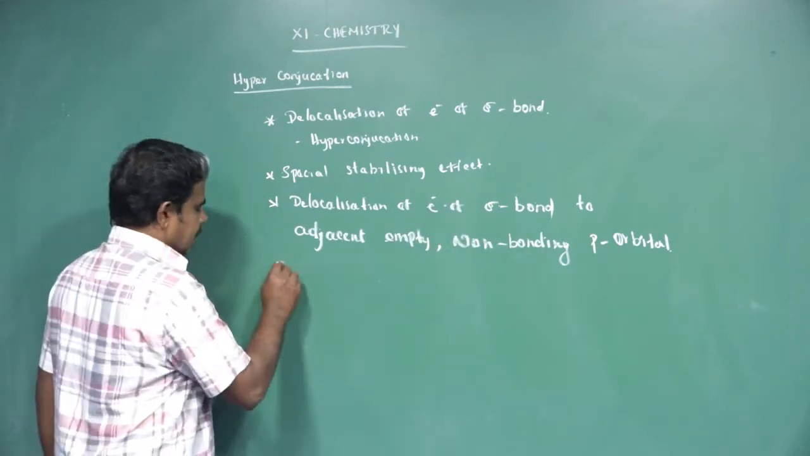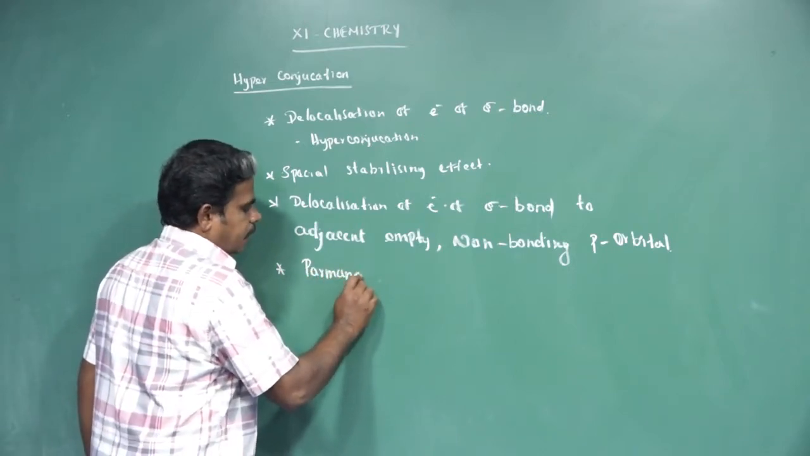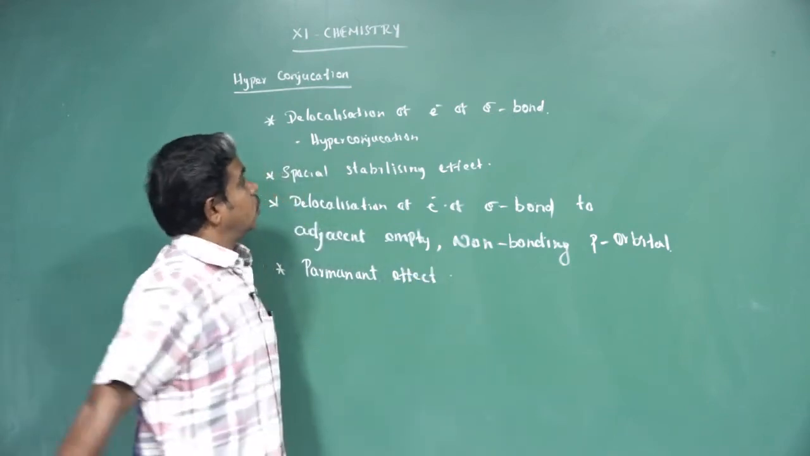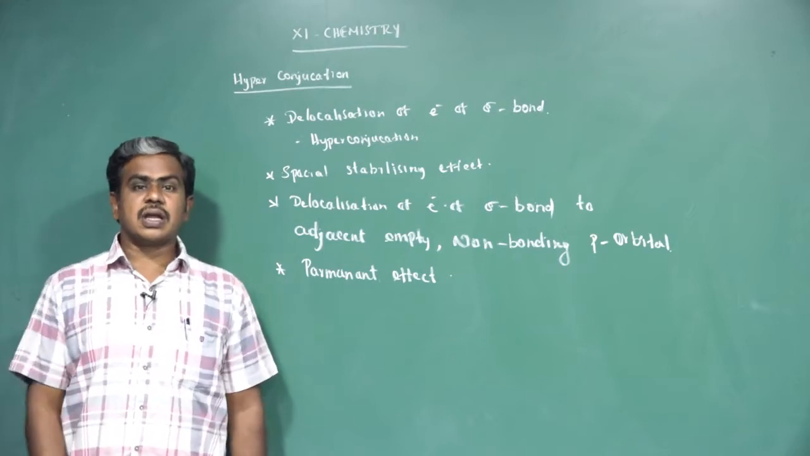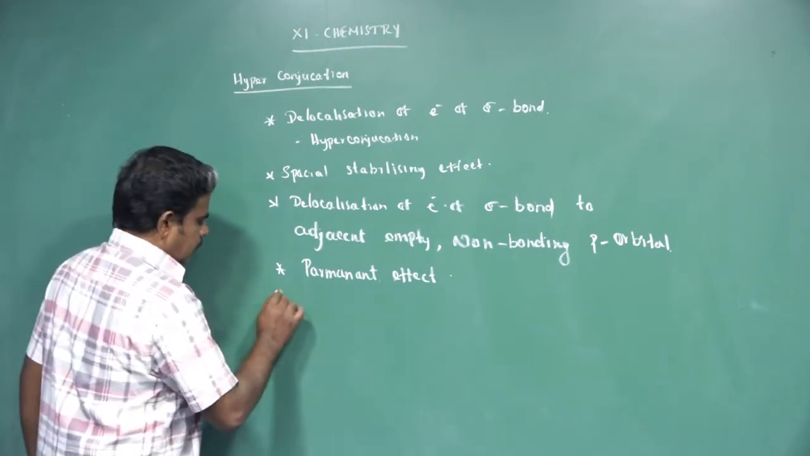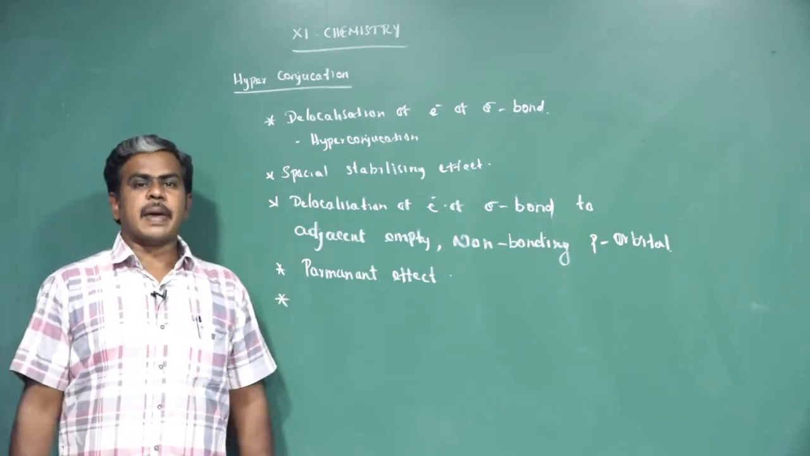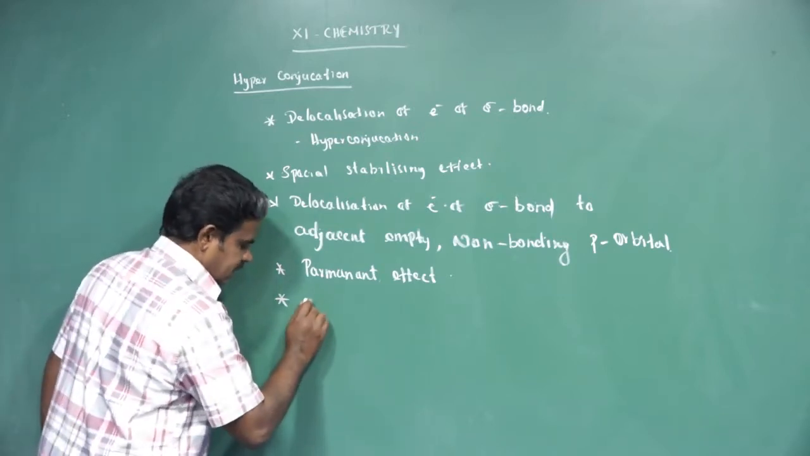Then it is a permanent effect. So here hyperconjugation is a permanent effect. Only electromeric effects are temporary. And this hyperconjugation is otherwise known as Baker-Nathan effect or no bond resonance.